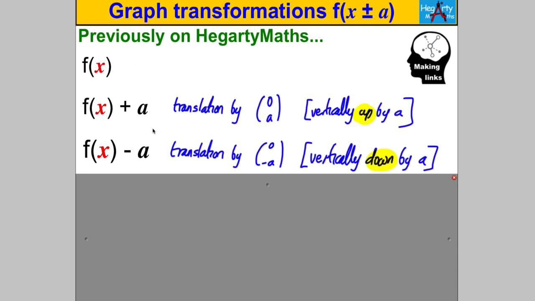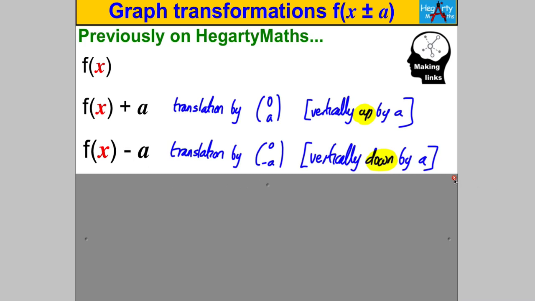Well, you should remember that in the first case it was a translation by (0, a), which meant that the whole function moved vertically up by a units, if a is positive that is. In the second case it was a translation by (0, -a), so the whole graph moved down vertically by a units, where a was positive.